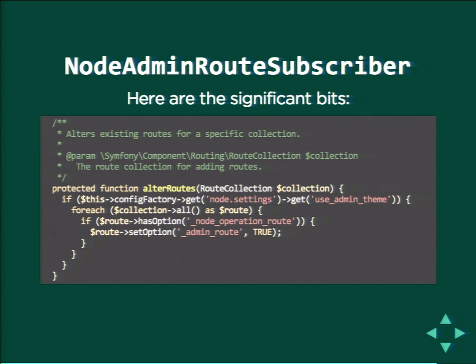And the interesting thing here is that the route object is fully available here. So not only can you set options on it, you can also change options on it. So if you want to change one of the routes provided by the views module, you don't have to mess with the views module's routing file. You can modify it via this process. All right.